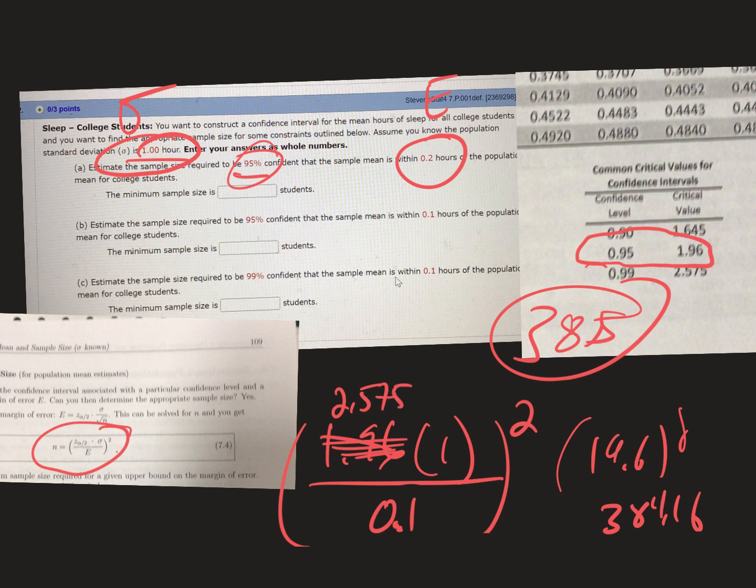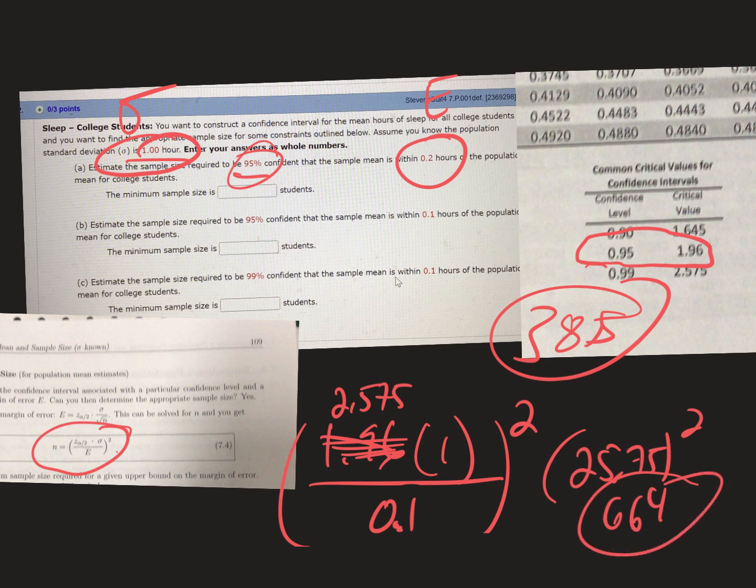So it'll be 2.575 divided by 0.1, which is the same as multiplying by 10. So it'll be 25.75. When I square that, I'm getting 664, because it's like 663.06 and so on. So that's the sample size I need to be 99% confident and be within 0.1 hours of the true mean. Okay, so that's question 3. I hope that helps. Go check out the one in the book.